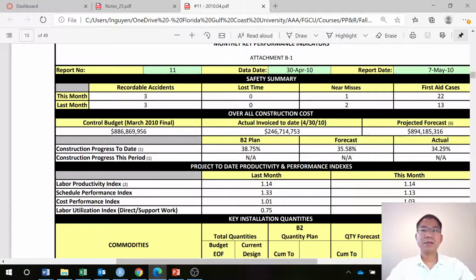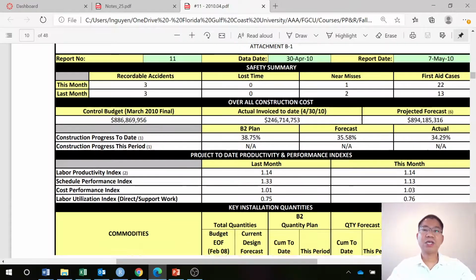$886 million. They have actually spent, invoiced to date, 246. Forecast, so that you can see the construction progress of the plan, 38.75%. Forecast, 35.58%. The actual is 34.29%. It means the actual is less than the forecast or plan. It means we are behind schedule, and the cost as well, as you can see there.